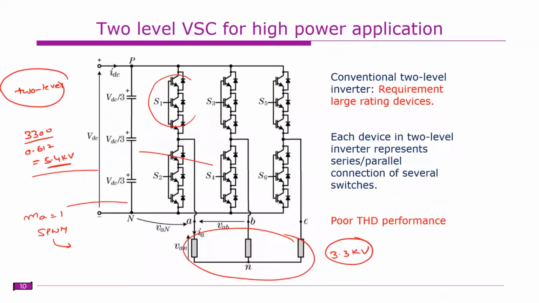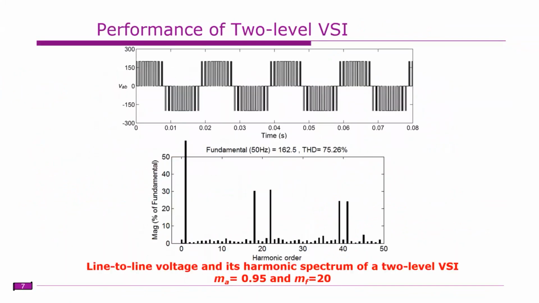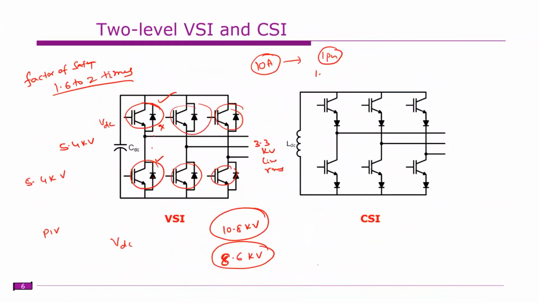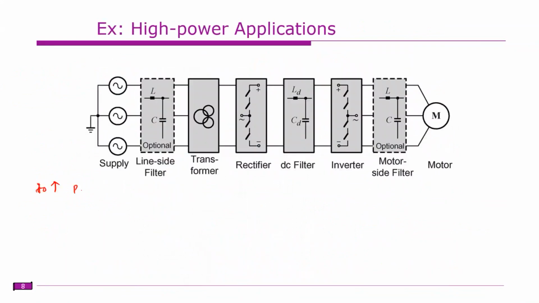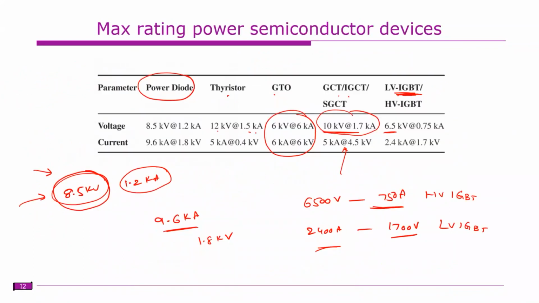In this particular case, our requirement is 8.6 kV to 10.8 kV. If you see the manufacturers, this is the maximum voltage that is available. So now, how to choose the switch?